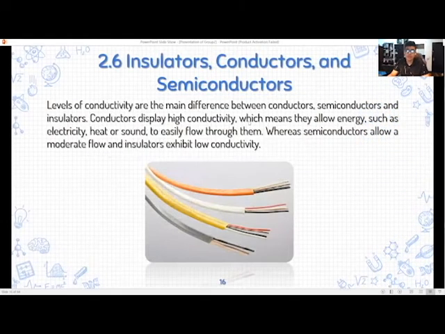And the last but not least is insulators, conductors and semiconductors. The level of conductivity is the main difference between them. Conductors display high conductivity, and semiconductors have moderate conductivity, and insulators have low conductivity. And this is the end of my presentation.